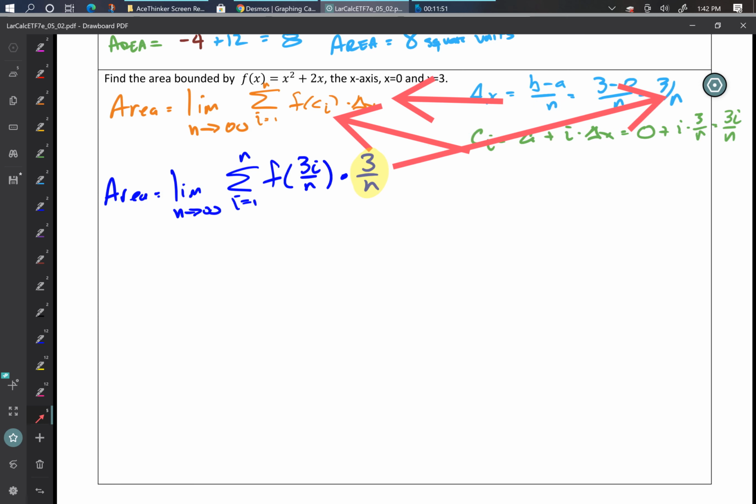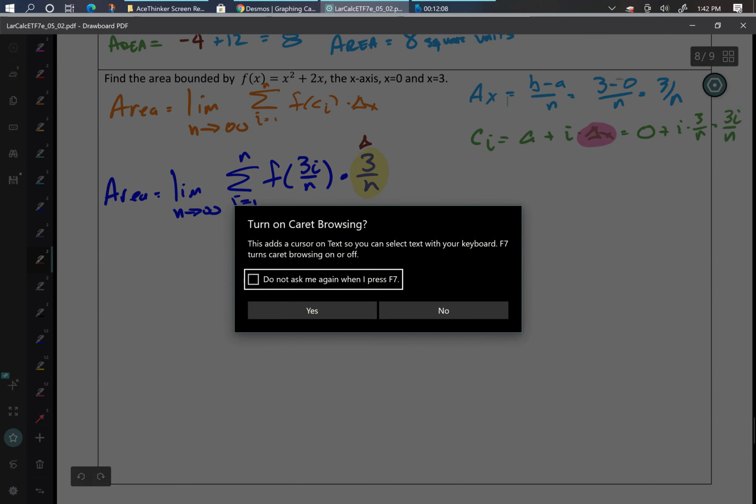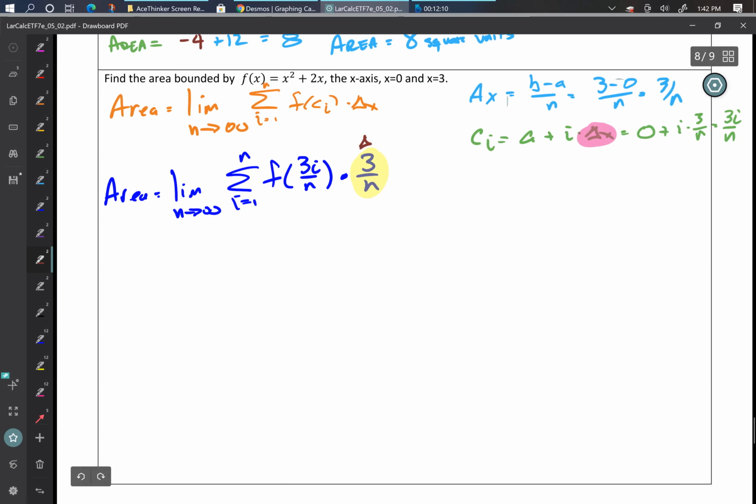And it's because delta x lives inside of c sub I. If you look at what's going on there, when you calculate c sub I, there's a delta x in it. So it's very common for those to look similar. So make sure when you're looking at these, you're seeing them for what they are. This is delta x. This is c sub I. Okay, so our delta x and our c sub I.